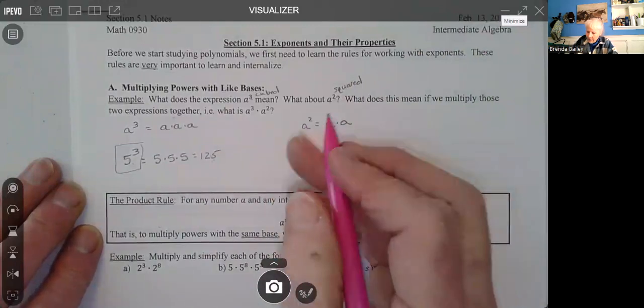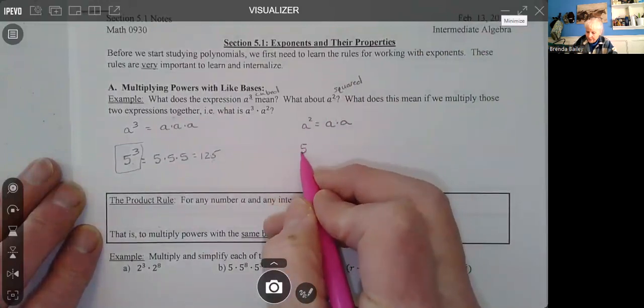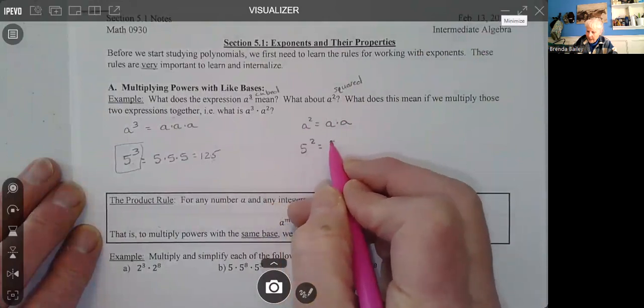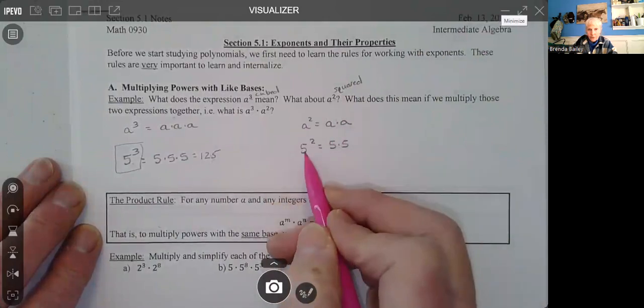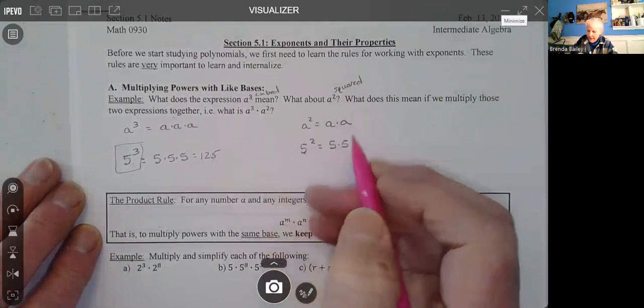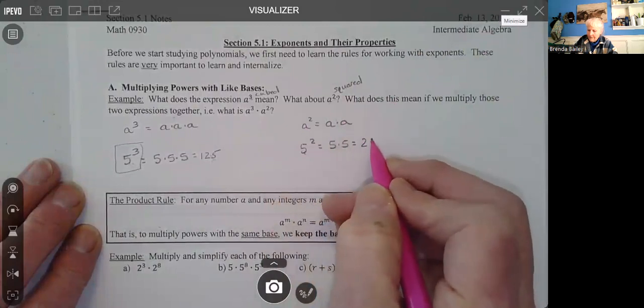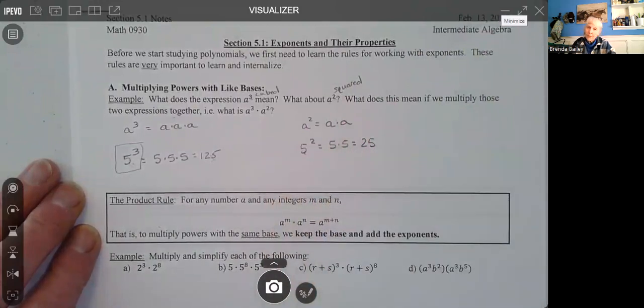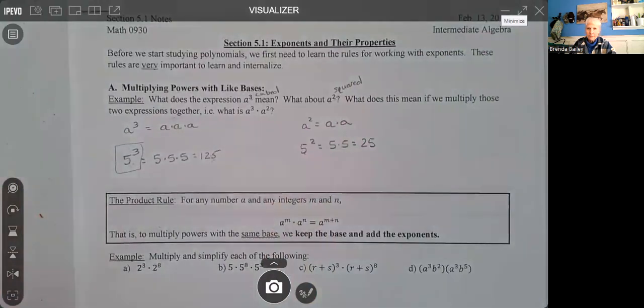So as an example, if we had 5 squared, it's 5 times 5. This is exponential form. Then we have an expanded form. And then this is equal to 25. Many people would have put 10, but don't do that. It's 5 times 5.